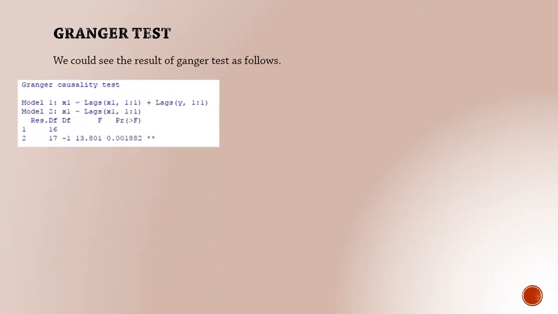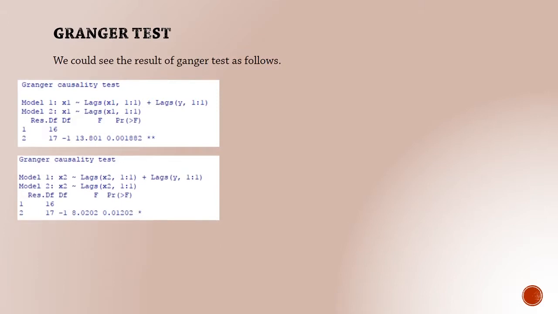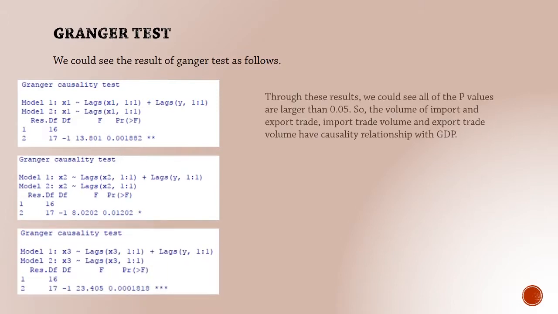Next, I do the Granger test, and from the three results, we could see all of the p-values are larger than 0.05, so the volume of import trade and export trade volume have a causality relationship with GDP.